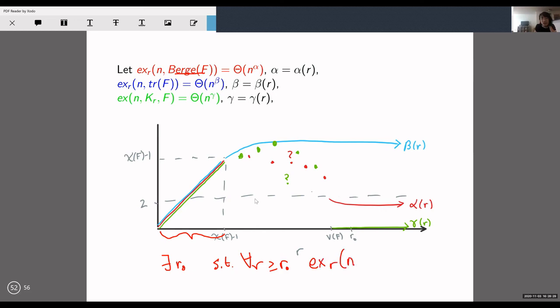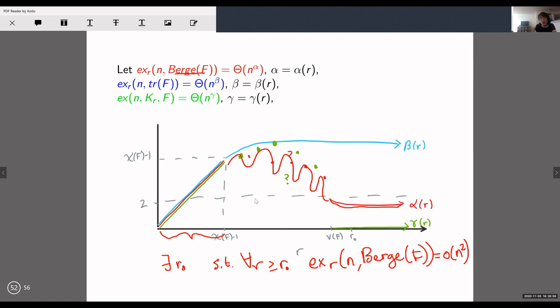Then if we forbid this Berge-F, eventually the order of growth of this is actually going to shrink below n squared. So it's even smaller than the Turán number in a graph. Otherwise we don't really know what's going on here. We don't even know if it's decreasing, increasing, or whatever, but eventually it goes below n squared.